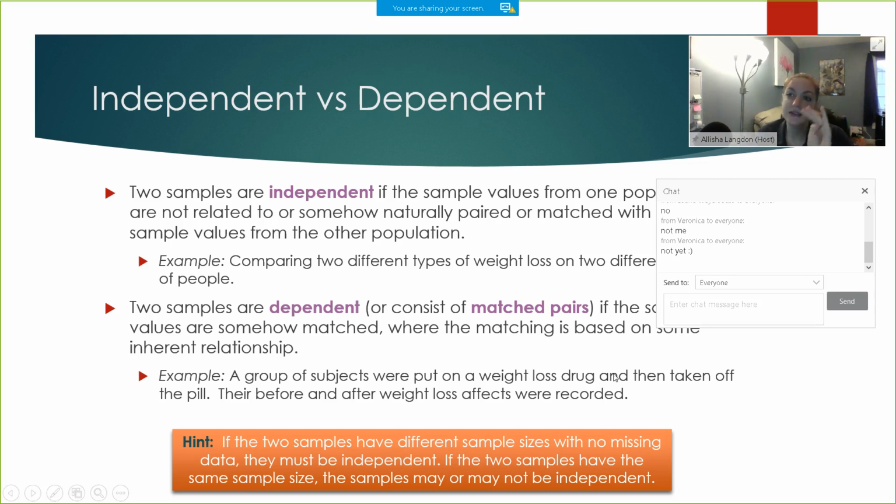And this week, in this first lesson, we're just going to be talking about independent samples, and I'll try to go through that idea a little bit more.